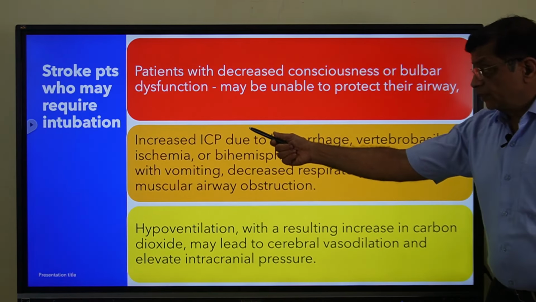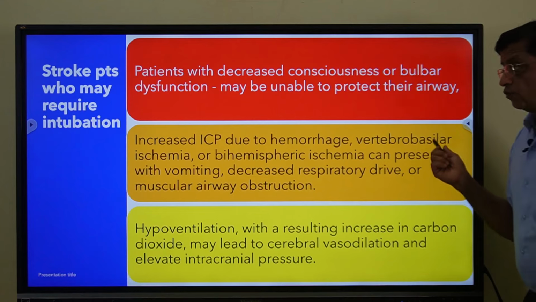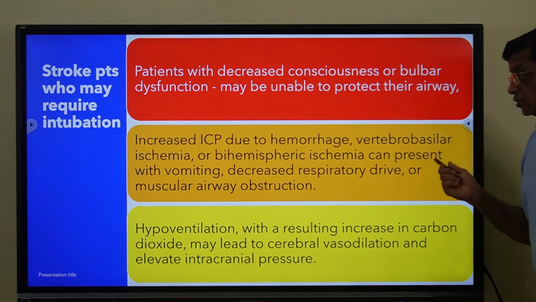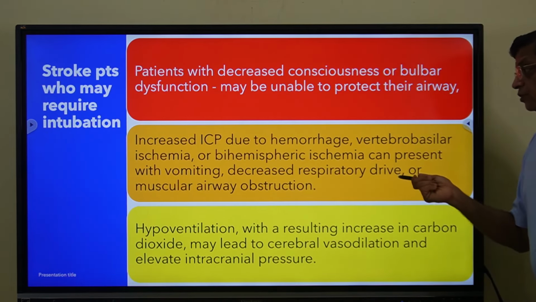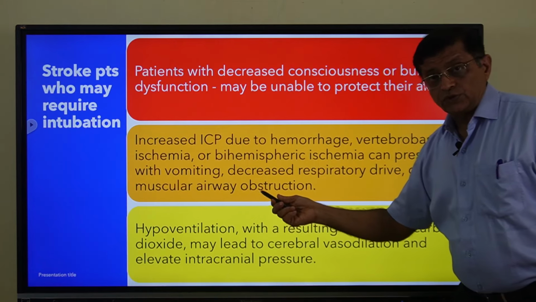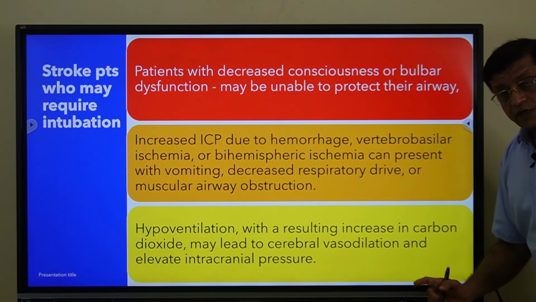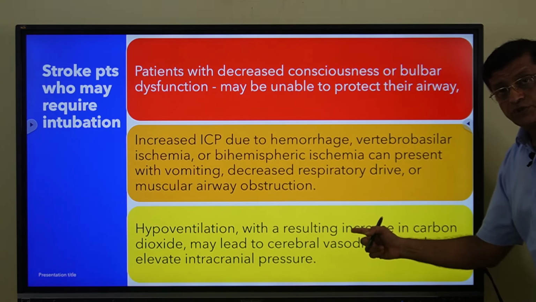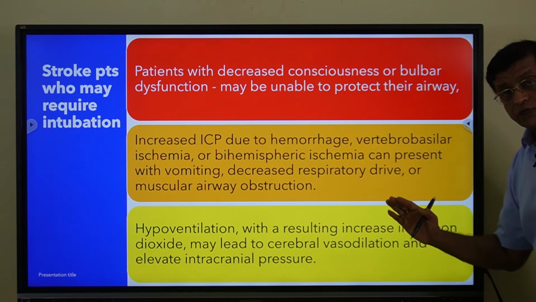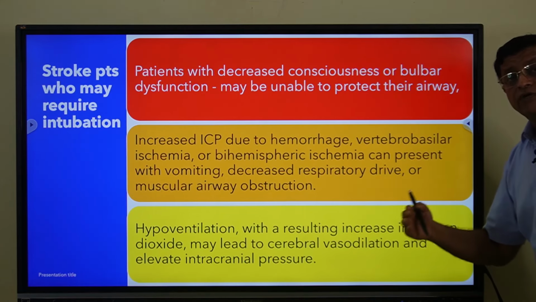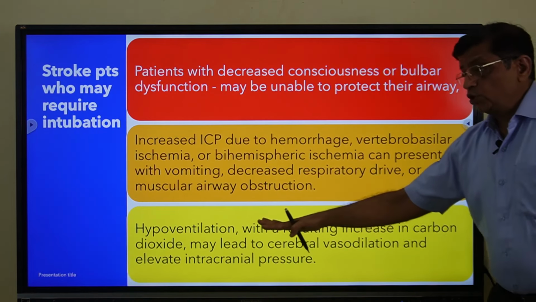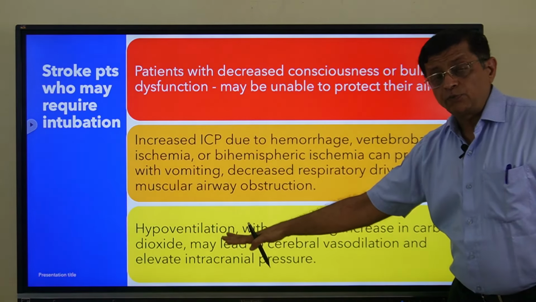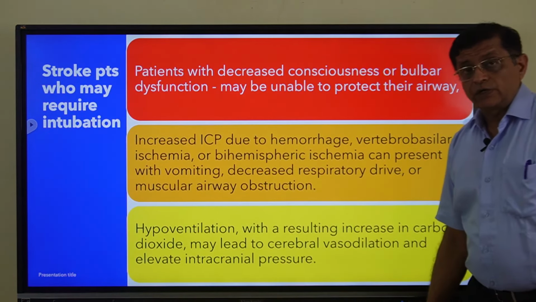If the patient has raised ICP, either due to hemorrhage or vertebrobasilar insufficiency or bihemispheric ischemia, these patients can present with vomiting, decreased respiratory drive and or muscular airway obstruction. So these are candidates for intubation. Lastly, if the patient is unconscious and hypoventilating, hypoventilation can cause CO2 retention. CO2 retention causes cerebral vasodilatation and that in turn causes increased intracranial pressure. So all those patients who have respiratory acidosis and hypercarbia should be immediately intubated and ventilated.